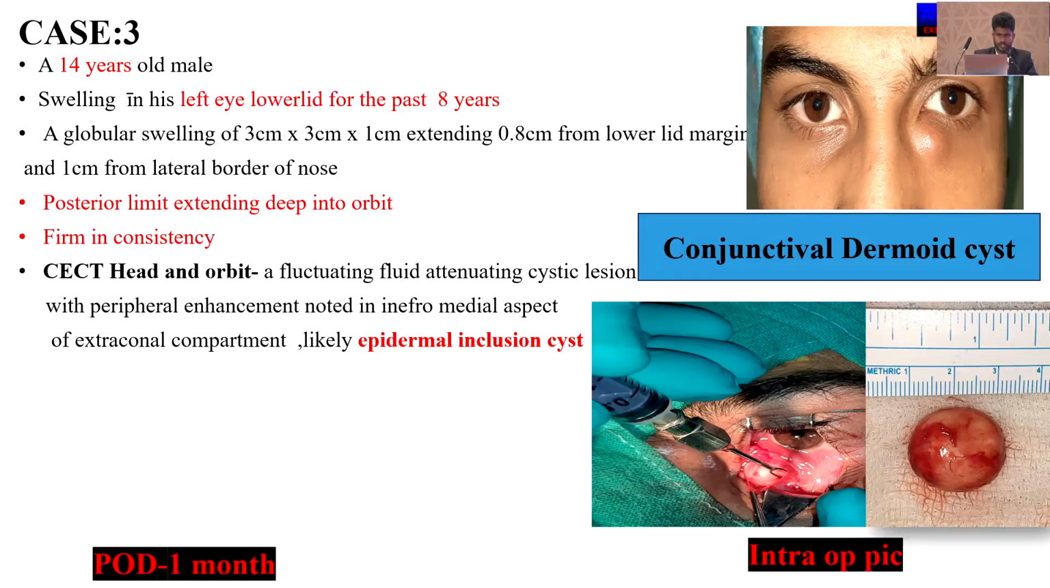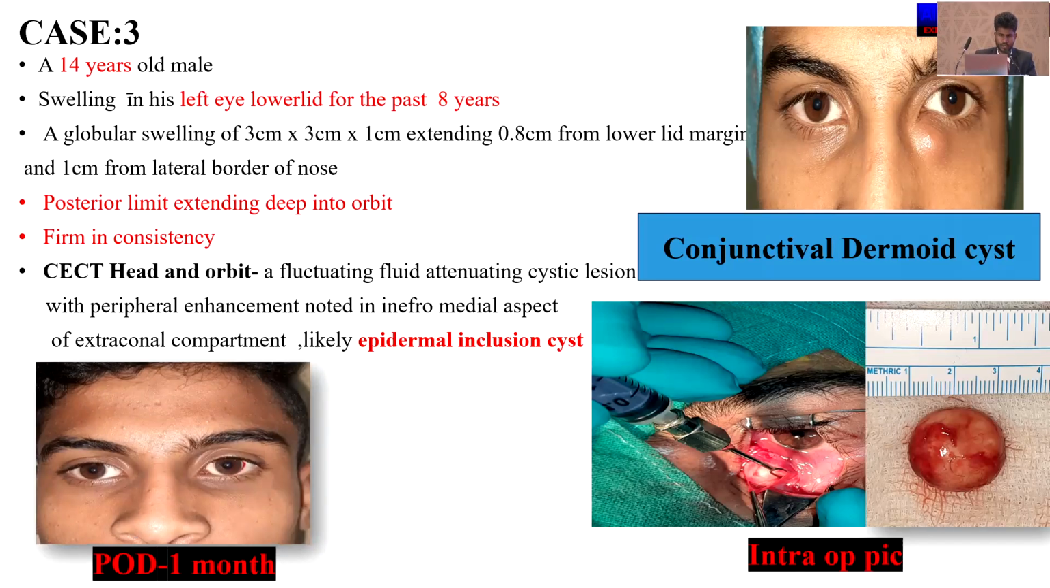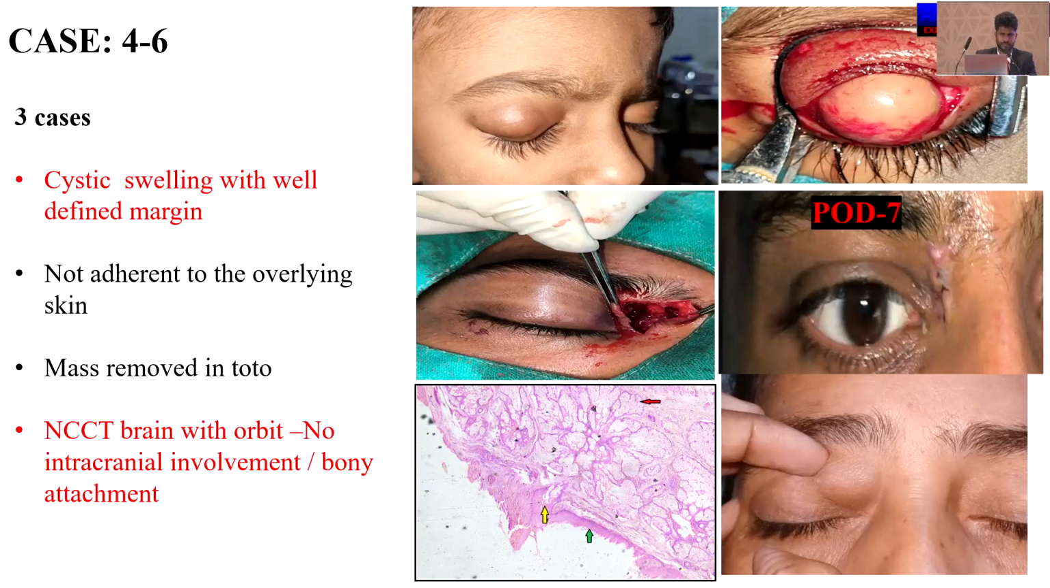Case 3, this is a conjunctival dermoid cyst. In this case, to retrieve the mass, we used wire vectis for deep orbital masses. The mass was removed without rupture. These are 3 cases of dermoid cyst. Deep orbital mass removed by wire vectis method.